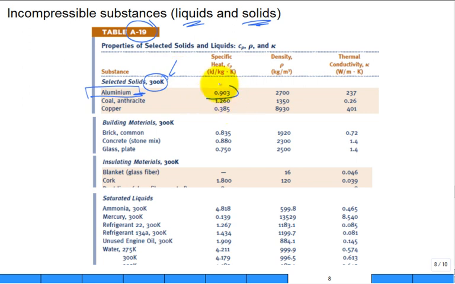The specific heat of aluminum is given. The density of aluminum is given. Thermal conductivity of aluminum is given, at least in this textbook, in this table. What is this specific heat? Well, it's how the energy content changes with respect to temperature. So the specific heat at constant pressure is defined as the rate of change of enthalpy with respect to temperature, holding one of the properties, pressure, constant. That's the definition of specific heat.